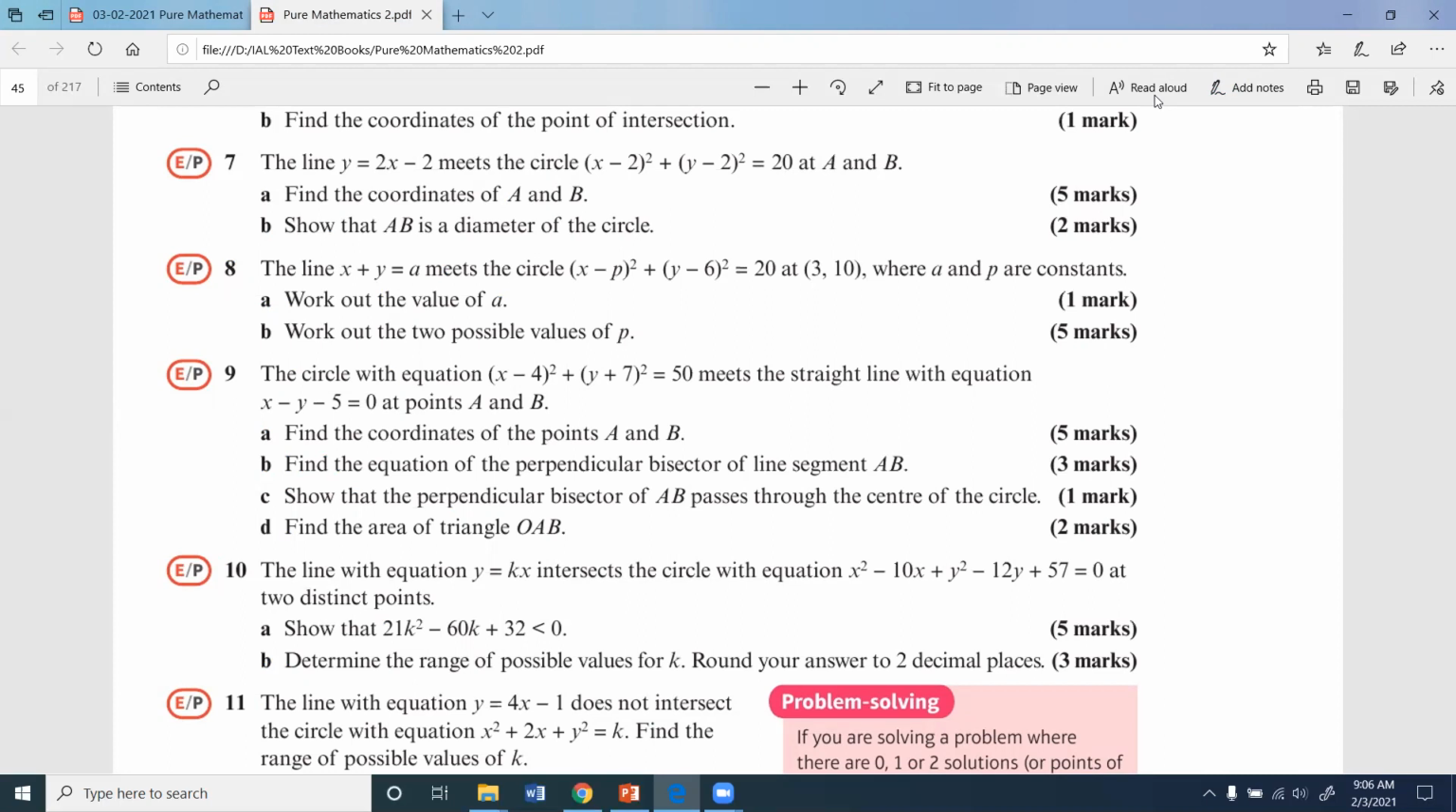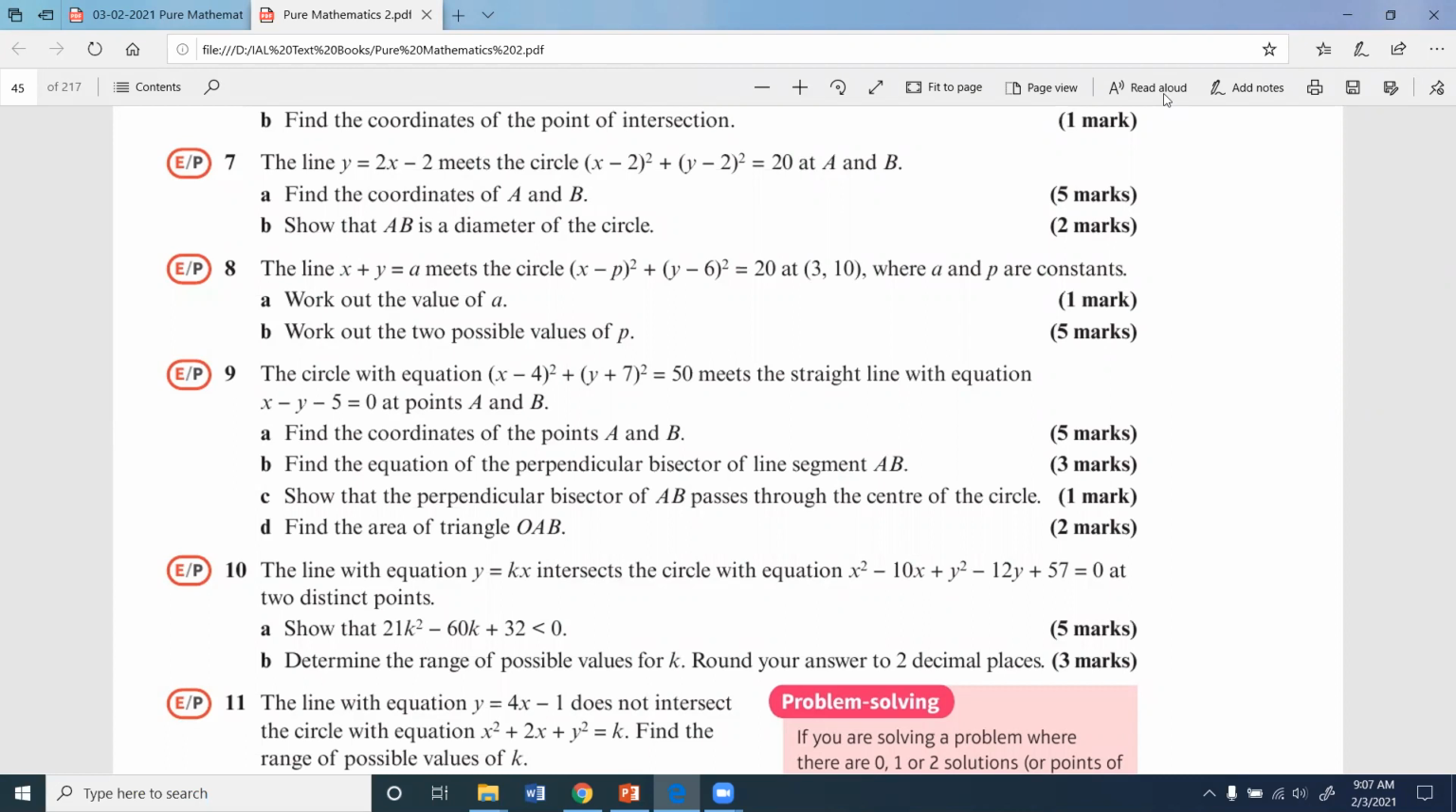If you come up to this one, the circle with equation (x - 4)² + (y + 7)² = 50 meets a straight line with equation x - y - 5 = 0. Then find the coordinates of points A and B. You have to solve them as simultaneous equations and you can get it.